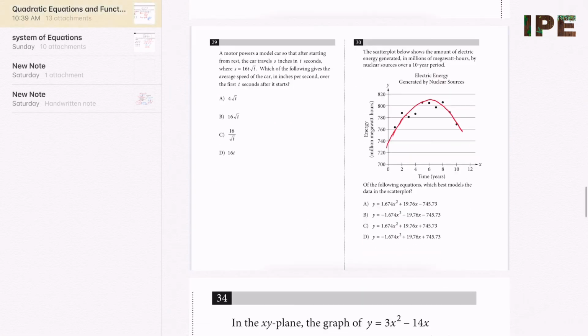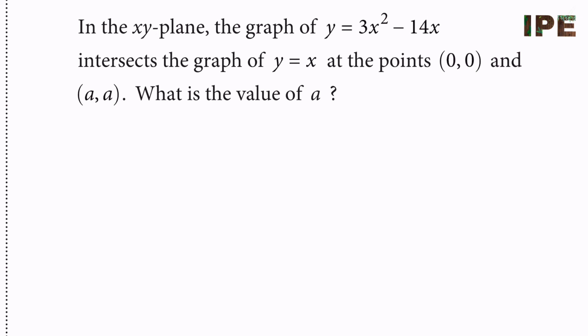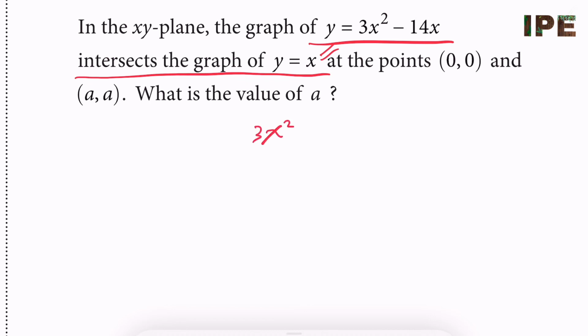Next, the last problem today. In the xy-plane, the graph y equals 3x squared minus 14x intersects the graph y equals x. Intersect, that's the key point. Intersect the graph of this with this. That is 0, 0, and a, a. Find a. So to find the intersection point of functions, just let them equal each other, because intersection points are points on both function graphs. That's why just put these two functions equal to each other.